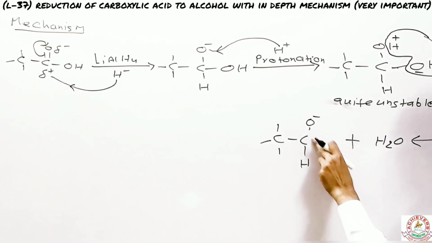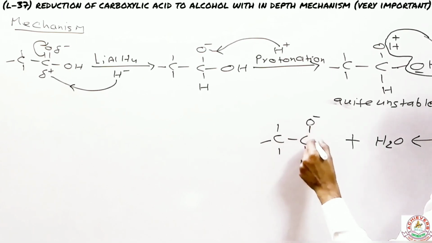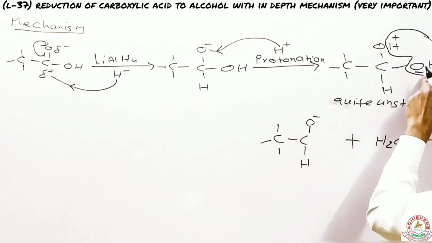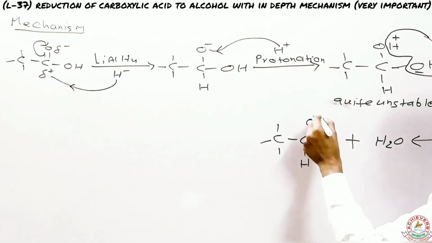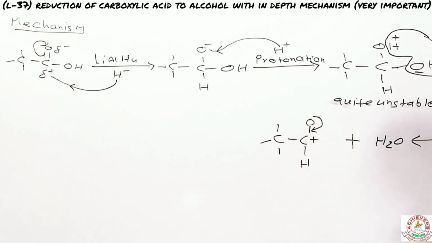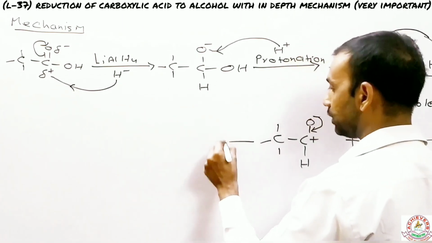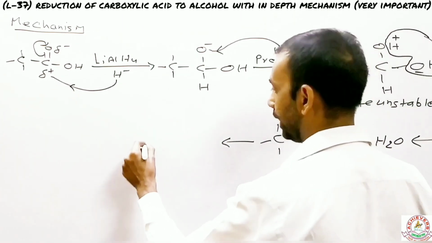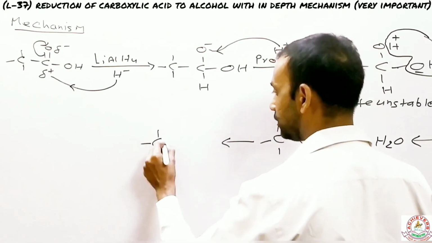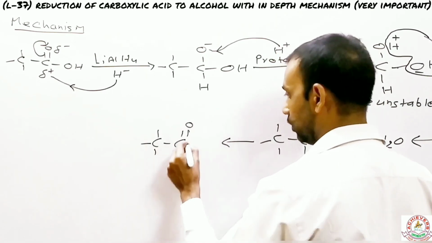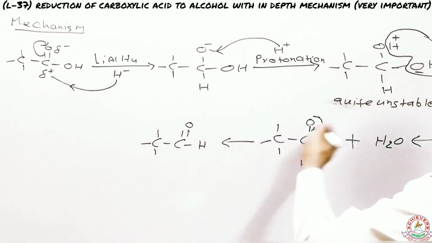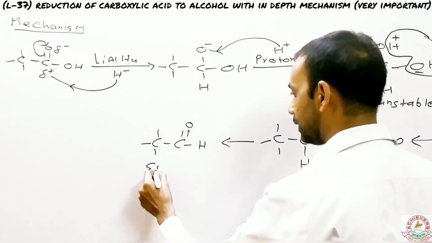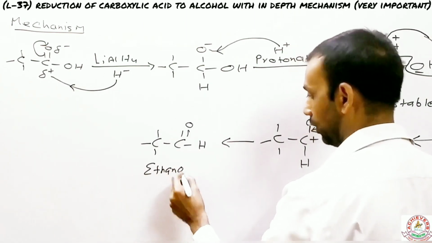Now what happened here? After this bond has broken, the carbon develops a positive charge while the oxygen develops a negative charge. Now in that case, this will result in back bonding. And due to the back bonding, this will convert into an aldehyde. So let me write this here. This will result in formation of an aldehyde. So this is what the product is coming out. So the carboxylic acid has converted into an aldehyde, but we are going to produce ethanol.